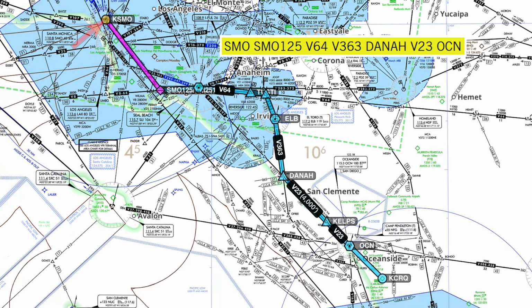The route is the Santa Monica VOR, then the Santa Monica 125-degree radial to intercept Victor 64, to intercept Victor 363, to Dana, and then Victor 23 to Oceanside.